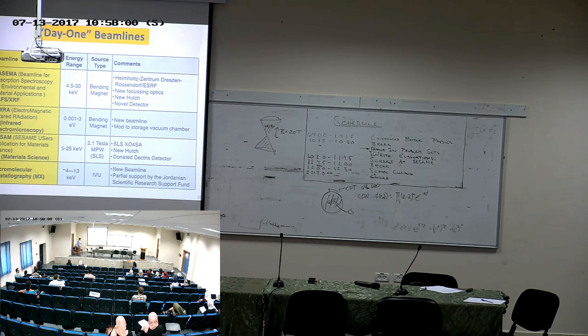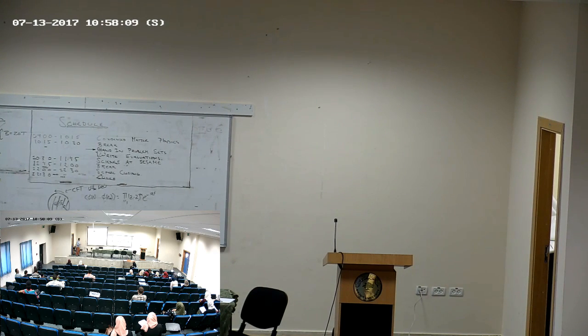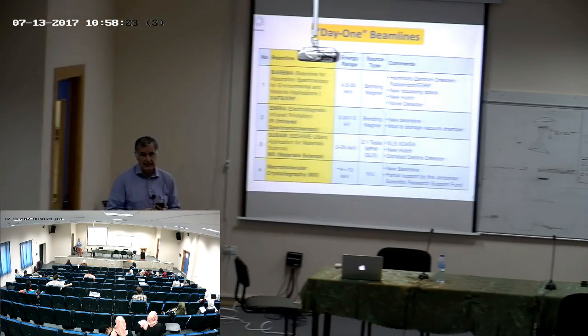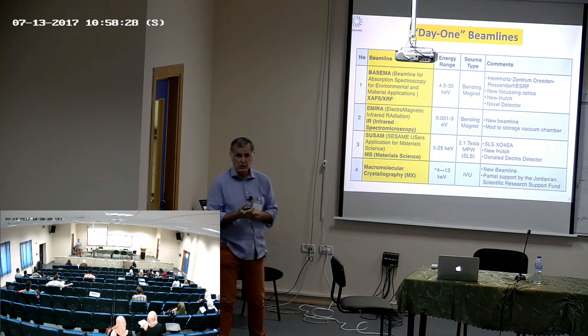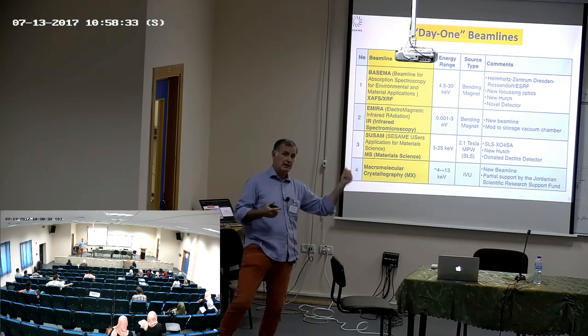And then we have a beamline for macromolecular crystallography, which covers an energy range around 10 keV. We are still working on the detailed specs of this beamline. This is again an entirely new beamline. It's partially supported by the Jordanian Scientific Research Fund, and it's based on an in-vacuum undulator. So you remember the undulator? I showed you pictures of the undulators.